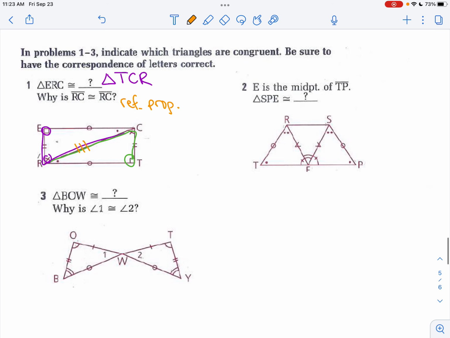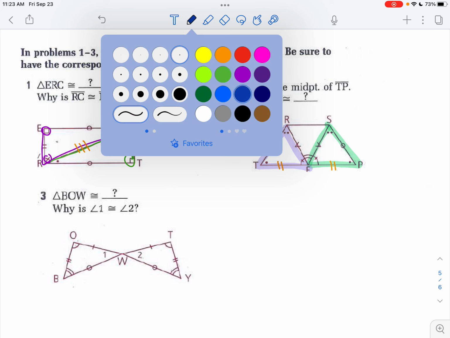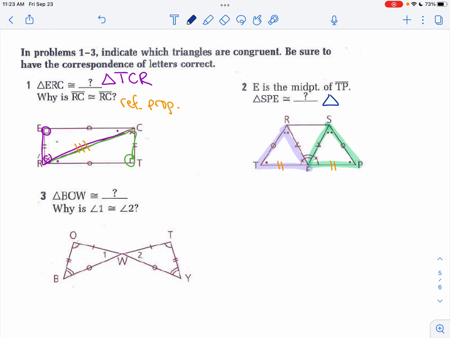All right, if E is a midpoint of TP, that means we have an extra set of congruent segments. And now let's grab a highlighter, I guess. Triangle SPE. So follow those tick marks and then try to make the next one. So SPE is going to line up to RTE. I don't know how the E got chopped off. That must have been very painful. Uh-oh. So that is, what do we say? RTE. All right. There we go.